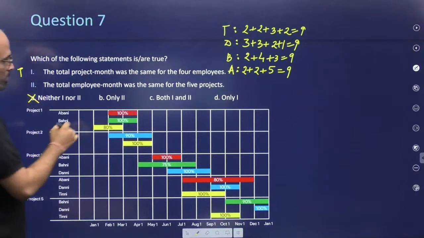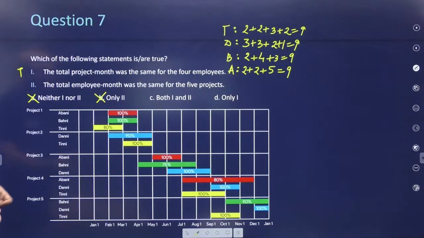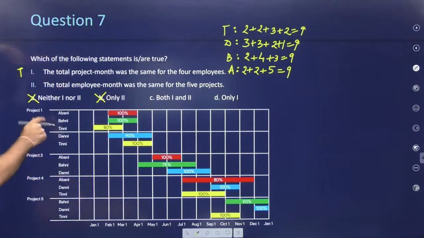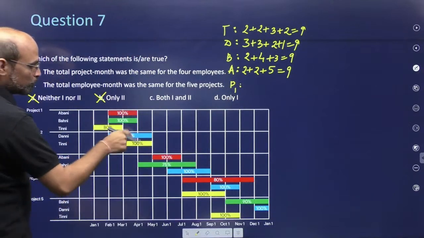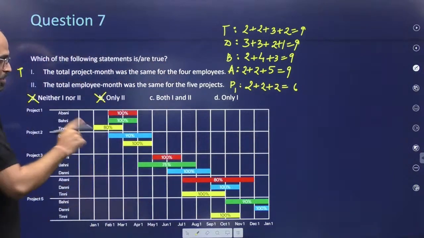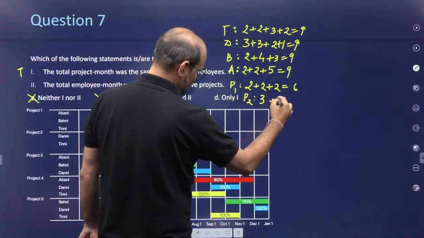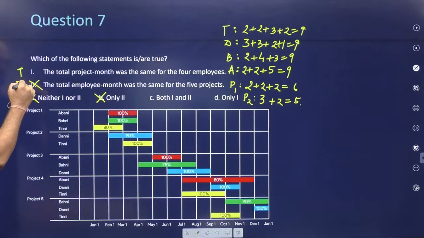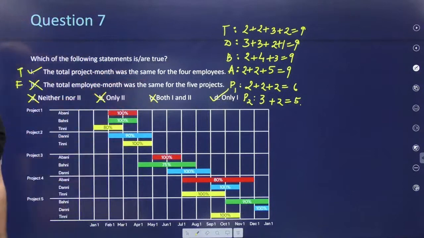So option A cannot be our answer. Option B cannot be our answer. Between C and D, we need to now check. So second statement says the total employee month was the same for the 5 projects. तो project 1 की अगर बात करें तो project 1 में कितना months काम हुआ? 1, 2, 3, 4, 5, 6, right? I can write 2 plus 2 plus 2 so that you guys can see what calculation I'm doing actually. If I talk about project 2 में you have 1, 2, 3, 4, 5, यहीं पर different हो गया. They are not same. So we can say that second one is false and first one is true. So answer is going to be only one. Only the first statement is true.